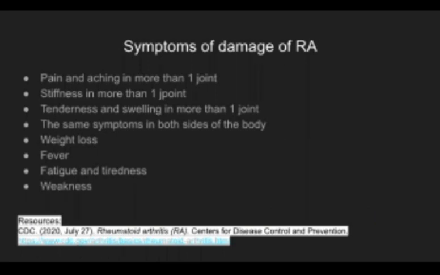Symptoms of damage caused by RA include pain and aching in more than one joint, stiffness in more than one joint, tenderness and swelling in more than one joint. The same symptoms will be mirrored on both sides of your body: weight loss, fever, fatigue and tiredness, and weakness.